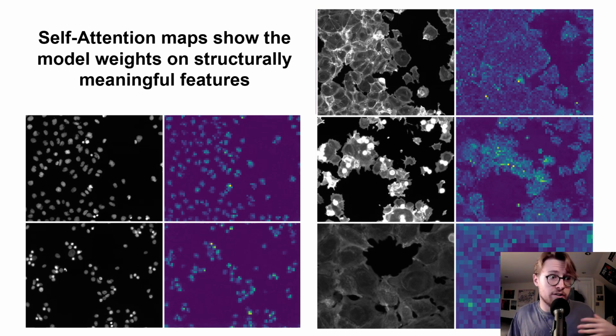We can also show, using attention maps, that we're learning structurally meaningful features. This is a property of the vision transformer backbone of the network, which I didn't have time to talk about, sadly.